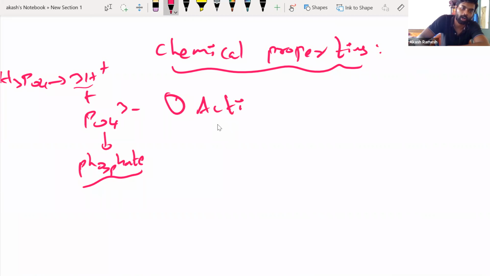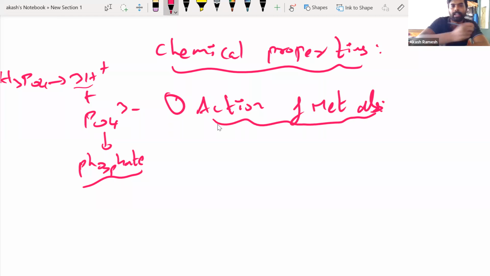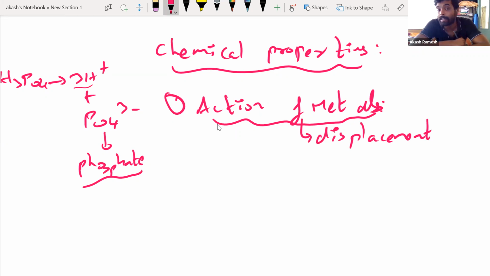Reaction with or action on metals. Okay, we'll see what will happen if I react an acid with a metal. Now it is going to be very simple, people. All these reactions are going to be displacement reactions. Right? Very simple here.